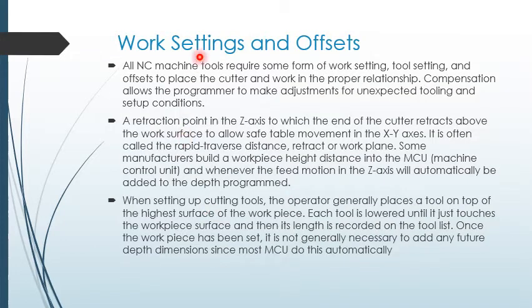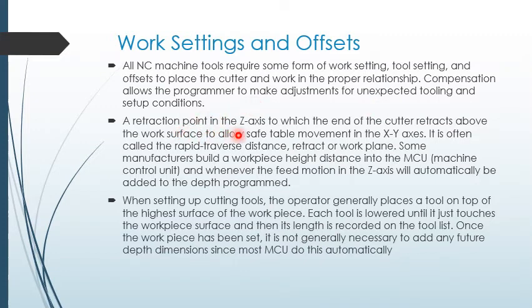Next term is work setting or offsets. This is very much important. All numerical control machine tools require some form of work setting or tool setting and offsets to place the cutter and work in proper relationship. To make a proper relationship between those two, because cutter and work are the two most important things which move with respect to each other, the compensation allows the programmers to make the adjustment for unexpected tooling and setup conditions.